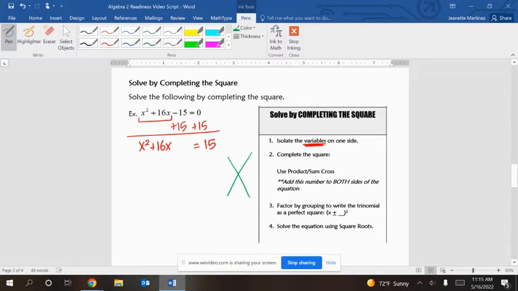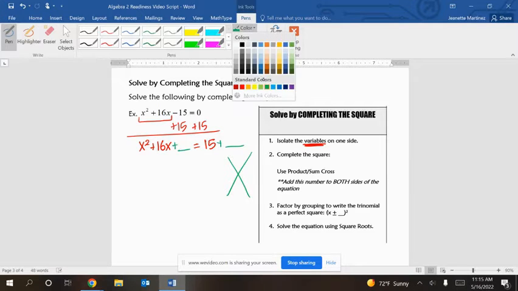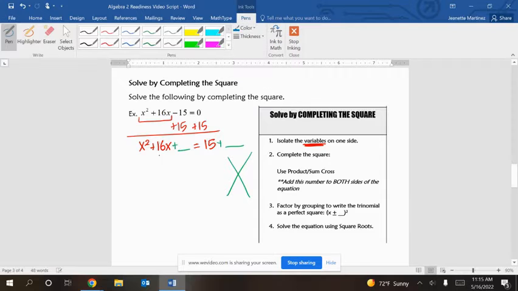Now we're going to complete the square by using our product-sum cross, and you're going to add this number to both sides of the equation. So I'm going to put a plus blank and a plus blank. The idea is, if you remember your factoring, this is your B value. You already know that, and that usually goes down here on the bottom. So positive 16 will go down here.